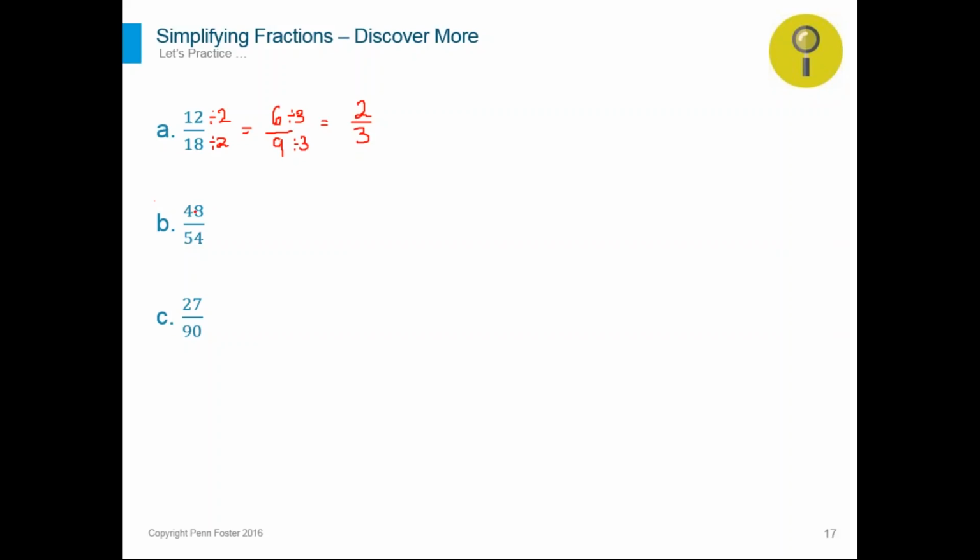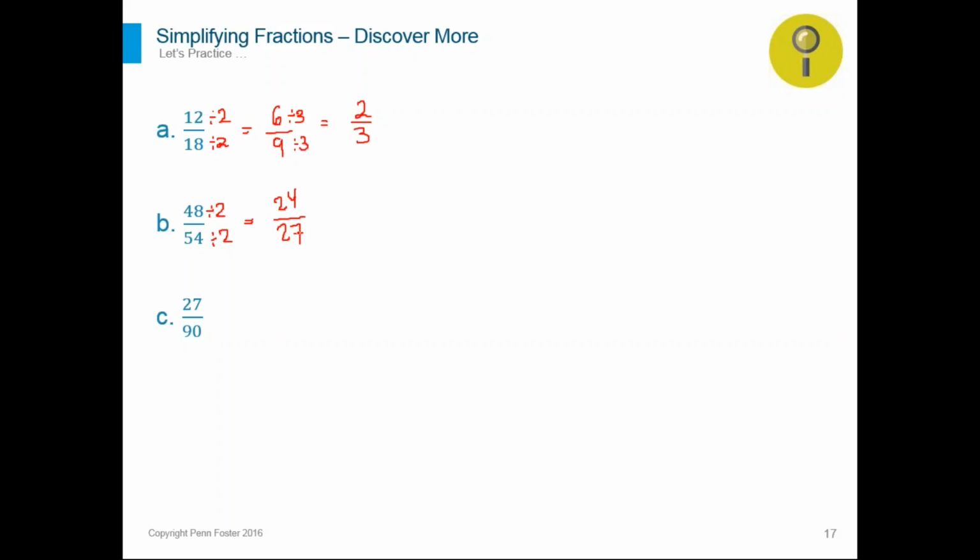Let's do B. 48 over 54. The same thing. I see two even numbers. So the first of the common factors is 2. Divide and divide. 48 divided by 2 will give you 24. And 54 divided by 2 will give you 27.